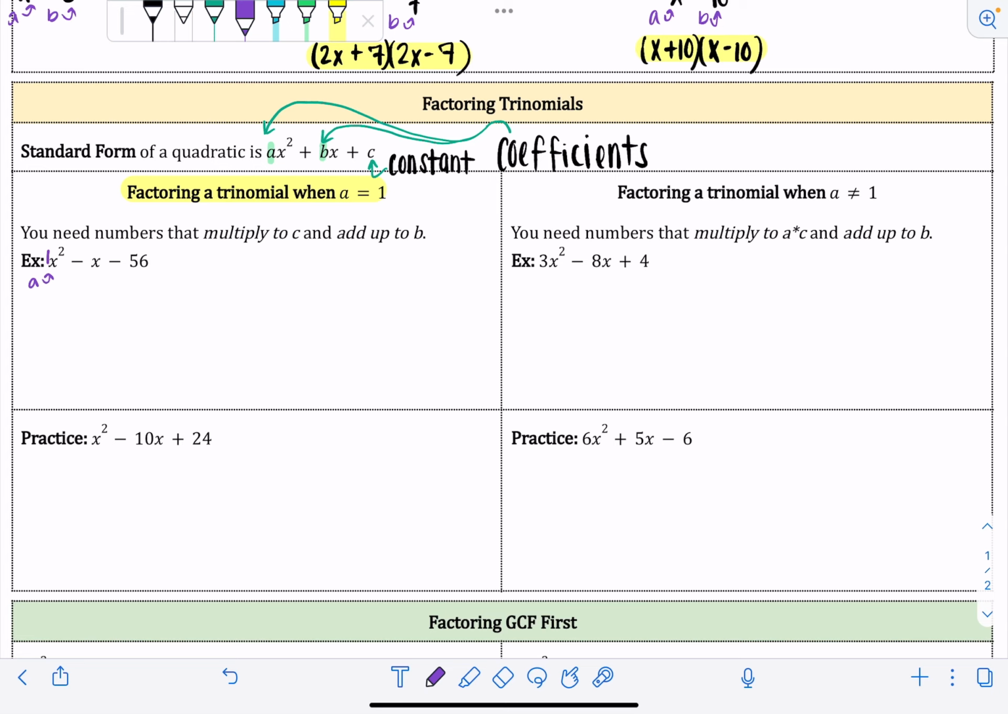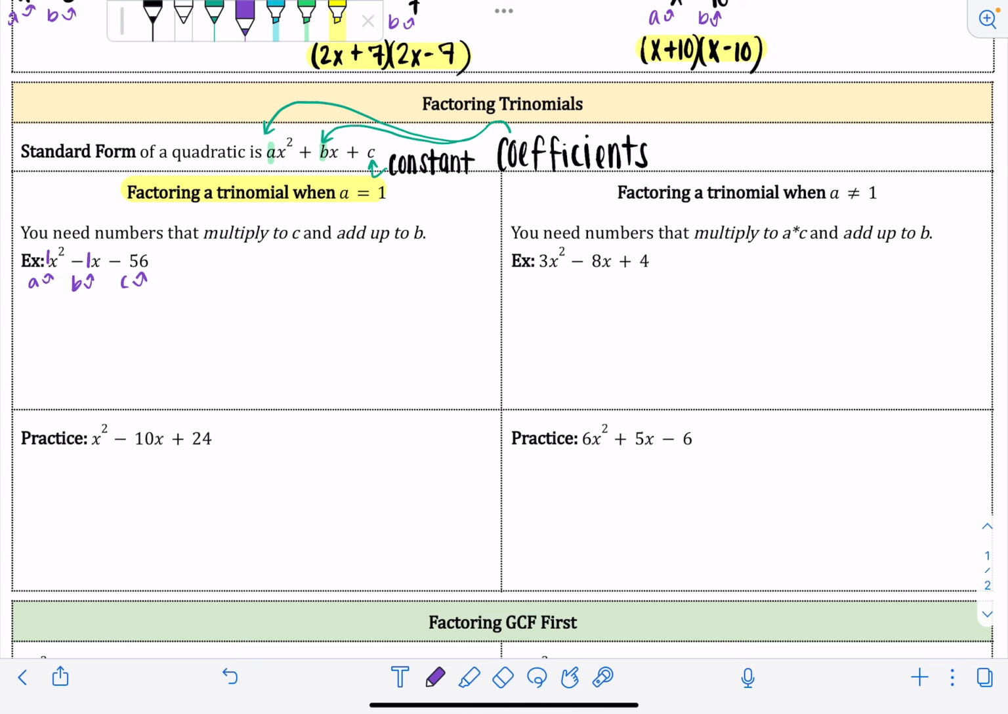I don't have a number in front of the x, but there is a negative there. So b would be negative 1. And then c would be negative 56. So whatever symbol, like plus or minus, is in front of a number belongs to that number.